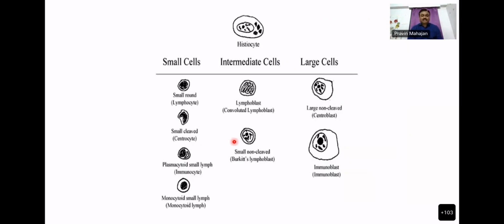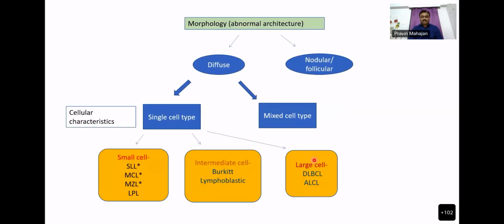This is again small cells, intermediate and large cells. In small cells, usually you see small round lymphocytes, or cleaved small centrocyte-like cells. You have plasmacytoid small lymphocytes, or even monocytoid small lymphocytes. Whereas in intermediate cells, you have lymphoblast-like cells or small cleaved Burkitt-like cells. In large cells, you have something like a centroblast and immunoblast-like morphology.